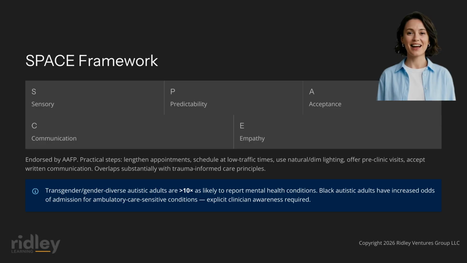Intersectional disparities layer additional risk onto this picture. Transgender and gender-diverse autistic adults are more than 10 times as likely to report mental health conditions and 6 times as likely to report self-harm relative to cisgender non-autistic adults. Black autistic adults have increased odds of admission for ambulatory care-sensitive conditions compared with white autistic adults. These are patterns that demand explicit clinician awareness rather than generic inclusivity statements.